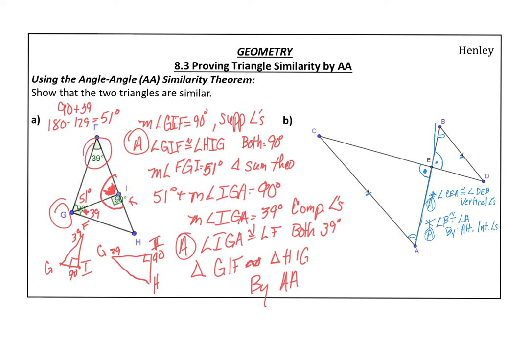So this gives us another angle that is congruent between this pair. So we can now say that triangle CEA is similar to triangle DEB by the angle-angle theorem.